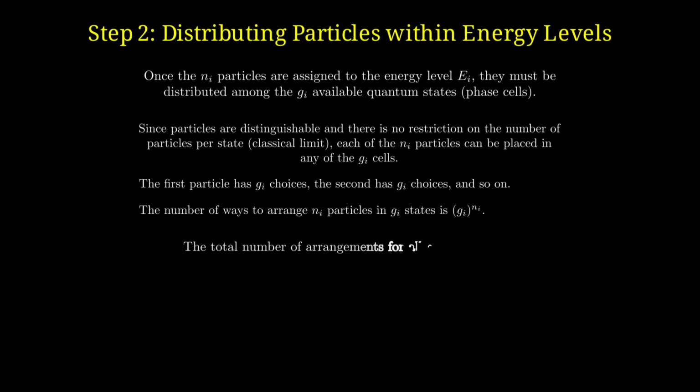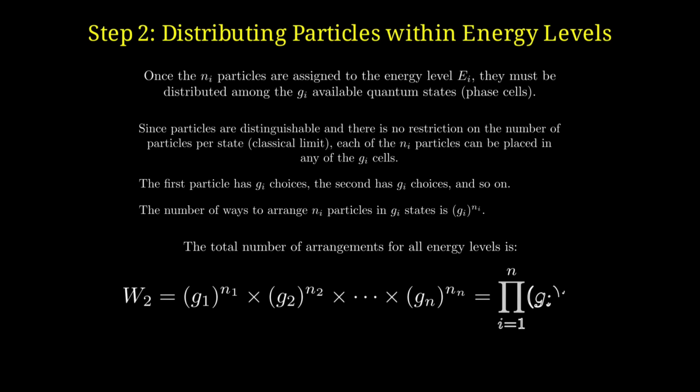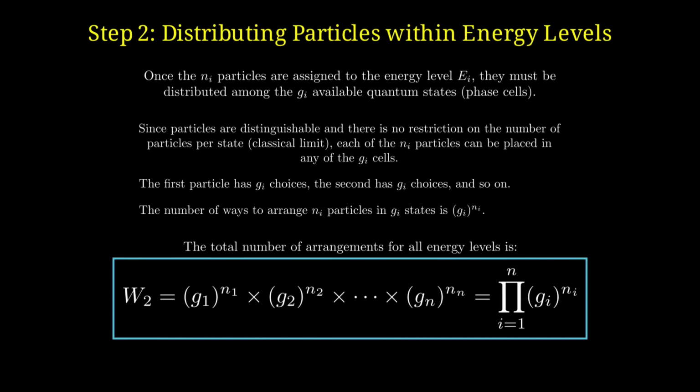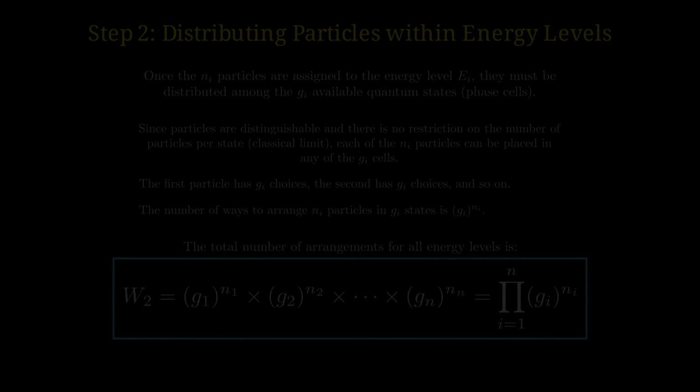So the number of ways to arrange Ni particles in Gi states is Gi raised to the power Ni. The total number for all energy levels is W2 equals the product of Gi to the power Ni for all the i values. The total thermodynamic probability W is the product of W1 and W2. That's the multiplication of the two steps.